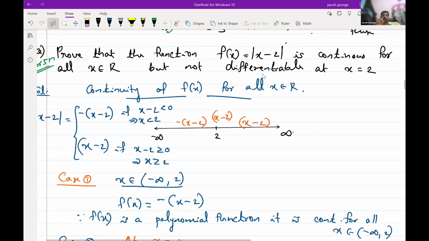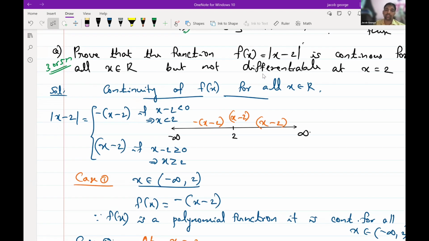Now, this type of question, modulus x minus 2, we know it is not differentiable at x equal to 2. So that proof may come in the examination as a 3 marker or 5 marker. Through that, we show the function modulus x minus 2 is continuous. So the first step is checking continuity. For continuity, we have to break that modulus function into two parts, where the expression inside the modulus is negative and positive. So that is the definition.